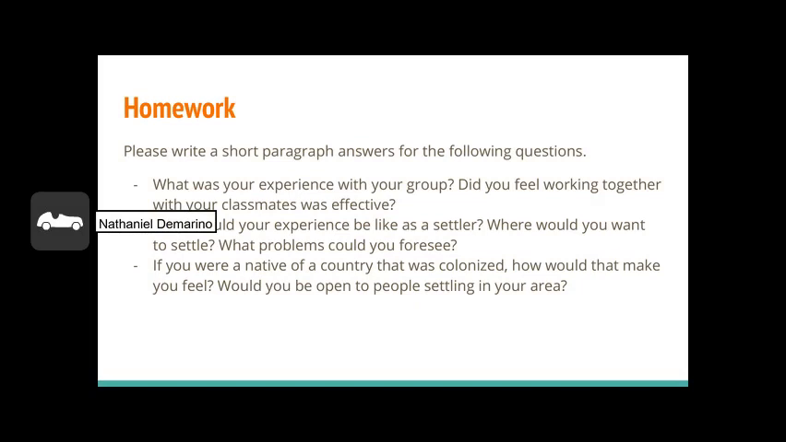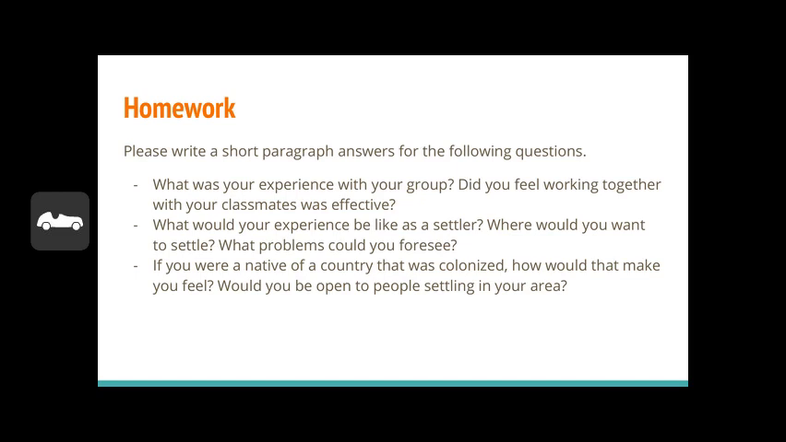All right, guys, now that we're all finished with our presentations, we're going to go ahead and talk a little bit more about the homework. Now, I want you to save your notes from the activity we did today and your research as well. And we're going to do short paragraph answers for the following questions. What was your experience with your group? Did you feel like working together with your classmates was effective? Do you feel like you really learned the material from doing this?